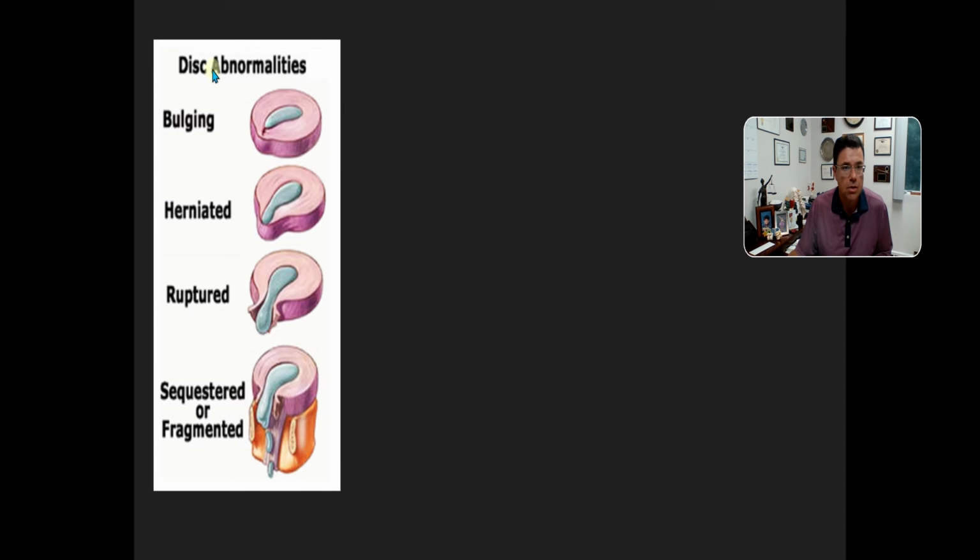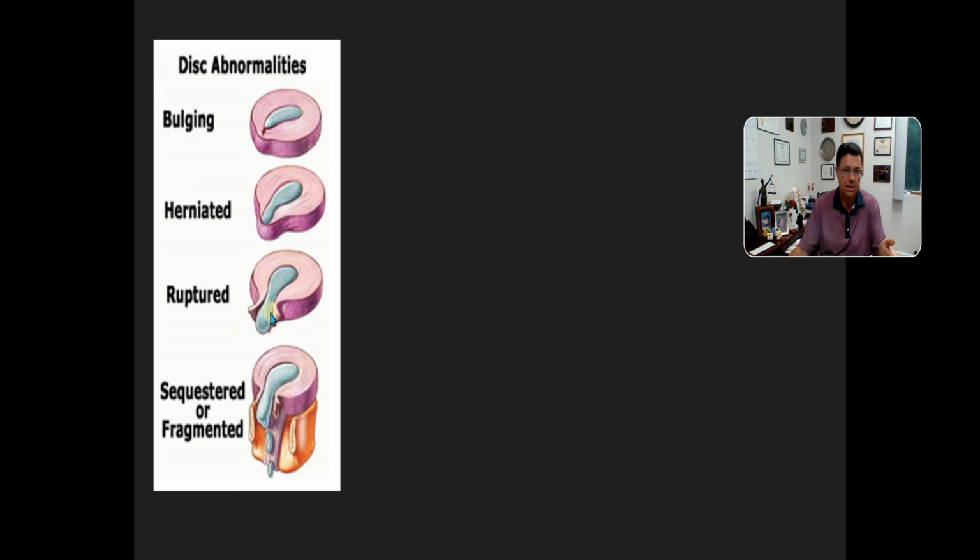And now here you have all the different types of abnormalities of discs. It goes from bulging. Bulging disc just means that the wall is bulging out, but the jelly is still inside the disc. Herniated means it's ruptured, or it's broken, and now the liquid is leaking out. Ruptured is even more than herniated. You can see the picture of ruptured.